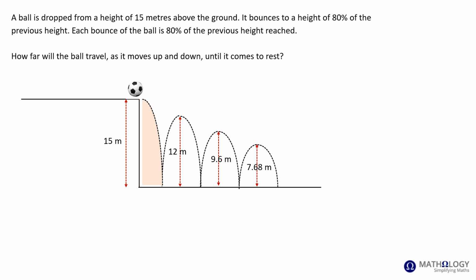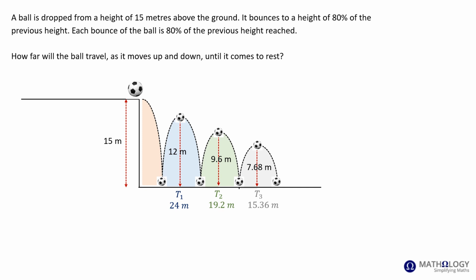The ball strikes the ground for the first time, bounces to a height of 12 meters, and travels another 12 meters before striking the ground for a second time. Once the ball has struck the ground for a second time, it bounces to a height of 9.6 meters, and travels another 9.6 meters before striking the ground for a third time. Once the ball has struck the ground for a third time, it bounces to a height of 7.68 meters, and travels another 7.68 meters before striking the ground for a fourth time, etc.